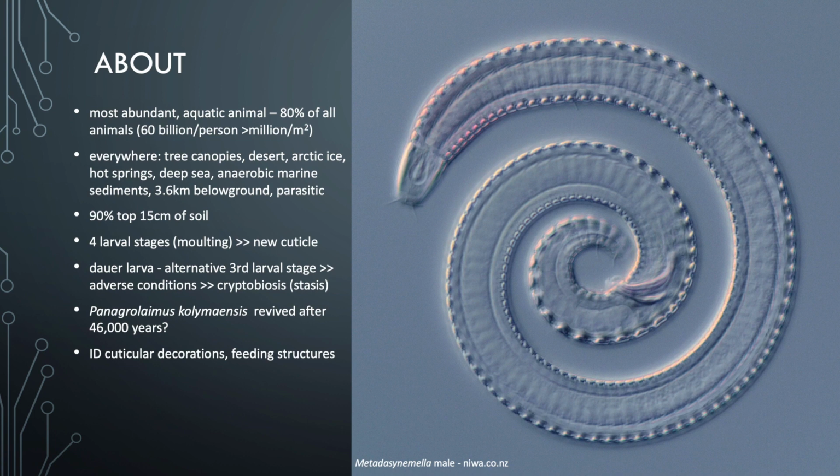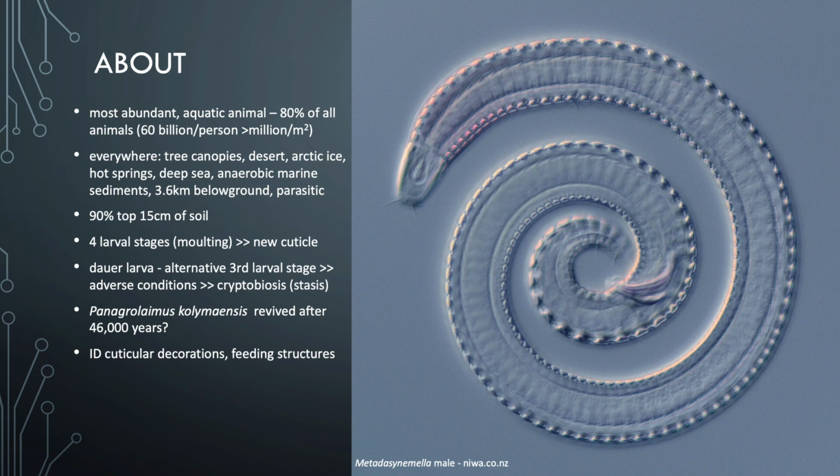They are in fact the most abundant animal on Earth, and they are aquatic in the sense that they need moisture to survive, and they inhabit oceans and water bodies, but also soil and other places. They are so abundant that 80% of all animals on Earth are actually nematodes, and that equals 60 billion nematodes per person. That's more than 1 million per meter square. That is incredible in terms of how many nematodes there are.